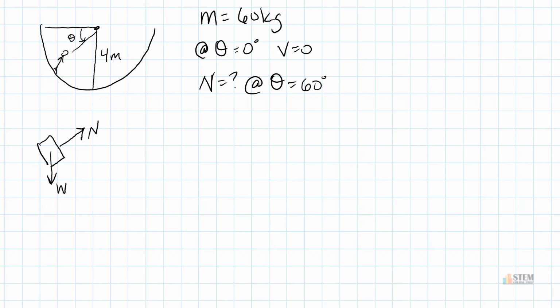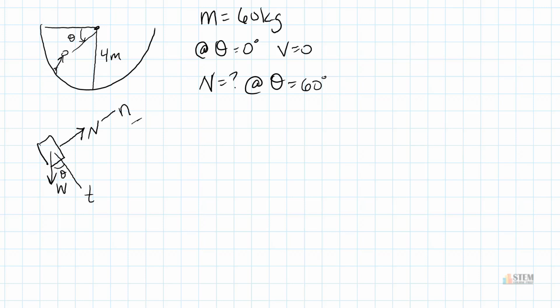Now let's label our axes. The normal axis is always going to be pointing in towards the center of curvature, so let's make this right here the positive n axis. Then t is going to be perpendicular to that, and I always say that is in the direction of motion. So that will be t, and this angle right here is theta. Okay, now we've got that done.